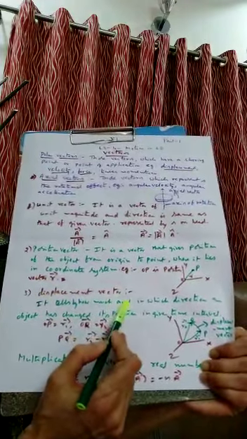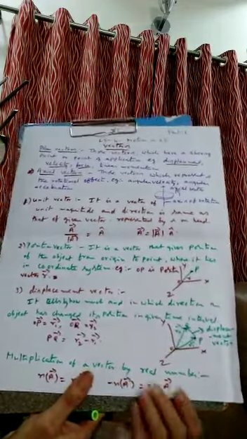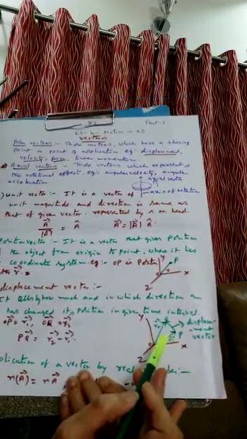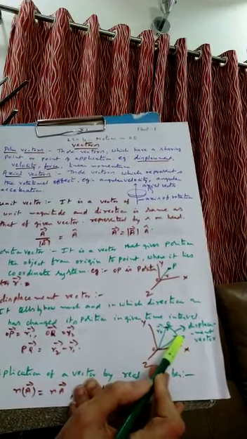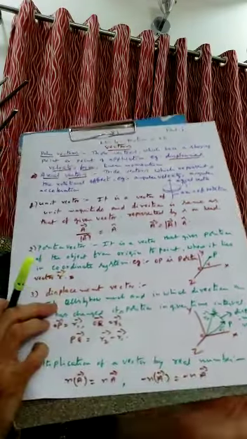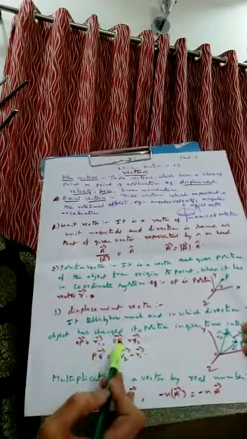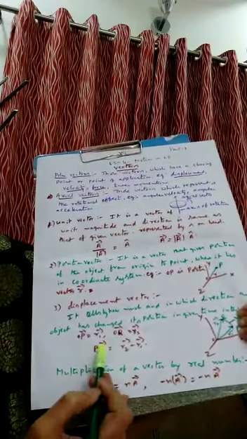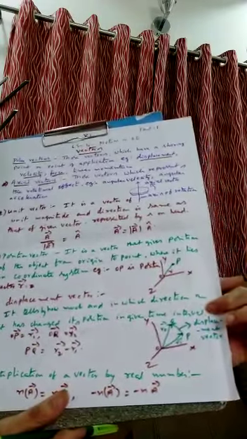What is a displacement vector? Suppose initially the body is at P. After some time it has moved to Q. So what is OP? Position vector R1. What is OQ? Position vector R2. So P to Q it is displaced. So the displacement vector is PQ. We know that OP is equal to R1 and OQ is equal to R2, and PQ is equal to R2 minus R1. That is called the displacement vector. PQ is called the displacement vector.